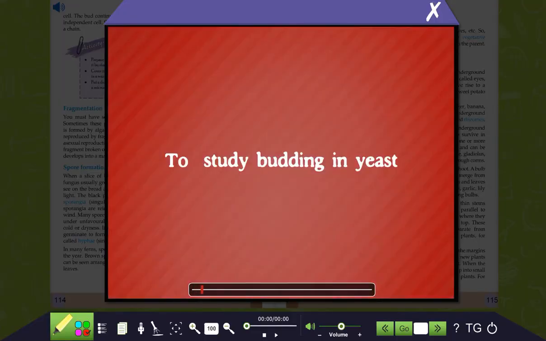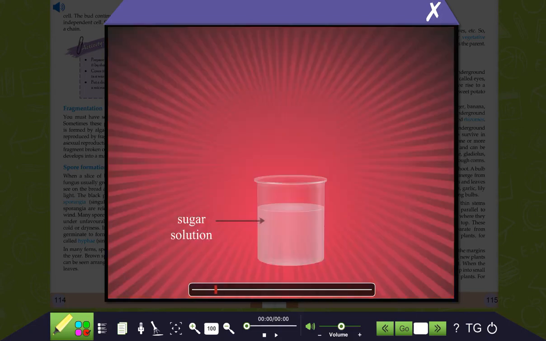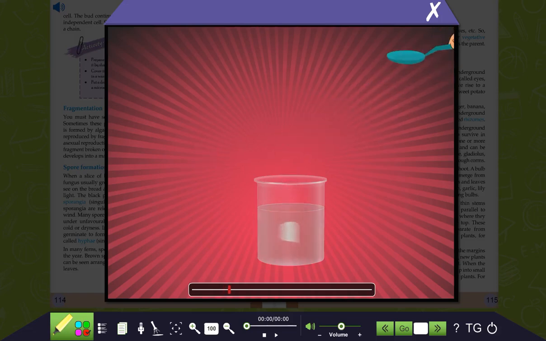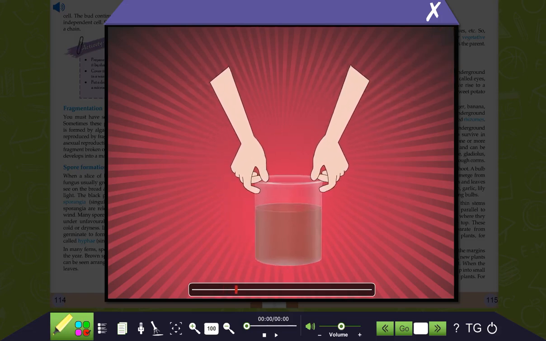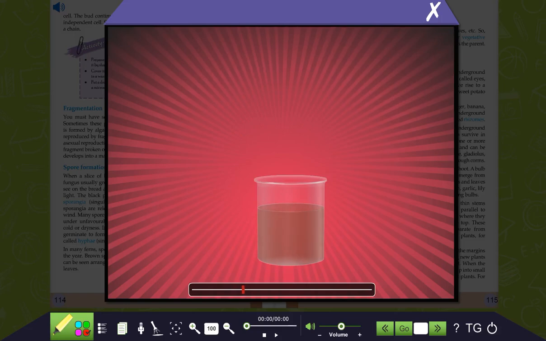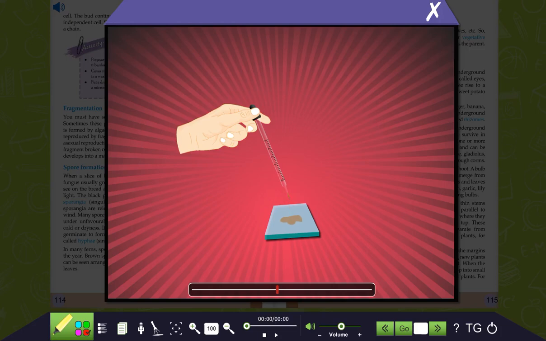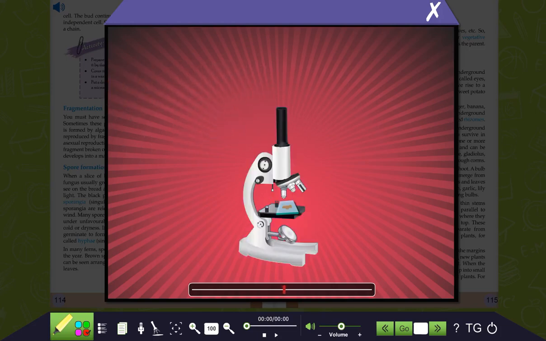Activity 1. To study budding in yeast. Prepare a sugar solution and dissolve a pinch of dried yeast in it by shaking the beaker. Cover it with a lid and leave it aside undisturbed for an hour in a warm place. Put a drop of this solution over a glass slide and observe under a microscope.